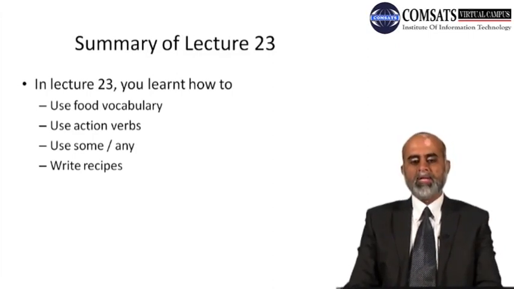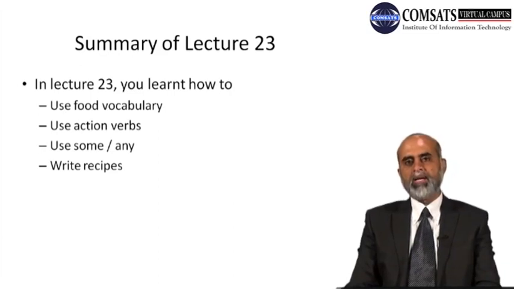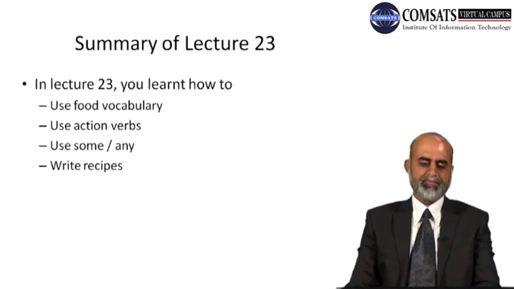In lecture number 23, you learned how to use food vocabulary. And food vocabulary includes all sorts of vegetables, fruits, spices in particular, ingredients. It could be any ingredients actually, but it could also include meat or dairy products, etc. Food vocabulary also involves cooking verbs. It also involves kitchen utensils that we use, the electronic gadgets.